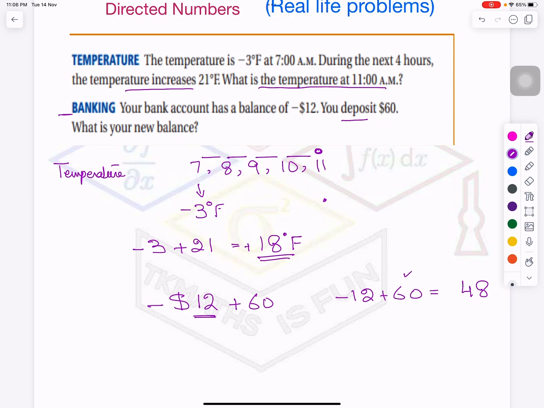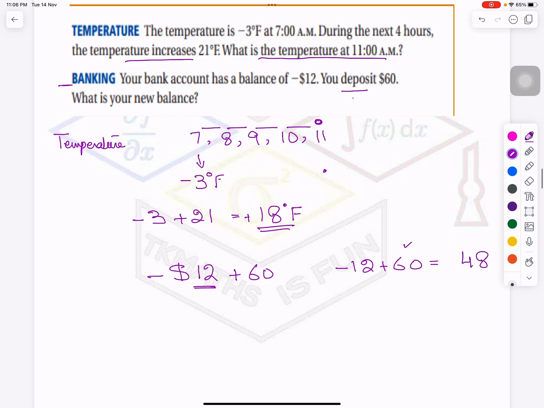If the same question was saying, okay, you withdrew $60, like credit cards, even if you don't have money, you can take the money out and it becomes like a loan which you have to return to the bank. So just like that, if the question says, okay, you have minus $12, it means you have to pay this amount back to the bank, and now you take a further $60. In that case, you will do minus 12 and minus 60. So minus 60, that will become minus 72. It means now you have a loan of $72. So this is how directed numbers are related with real life problems.